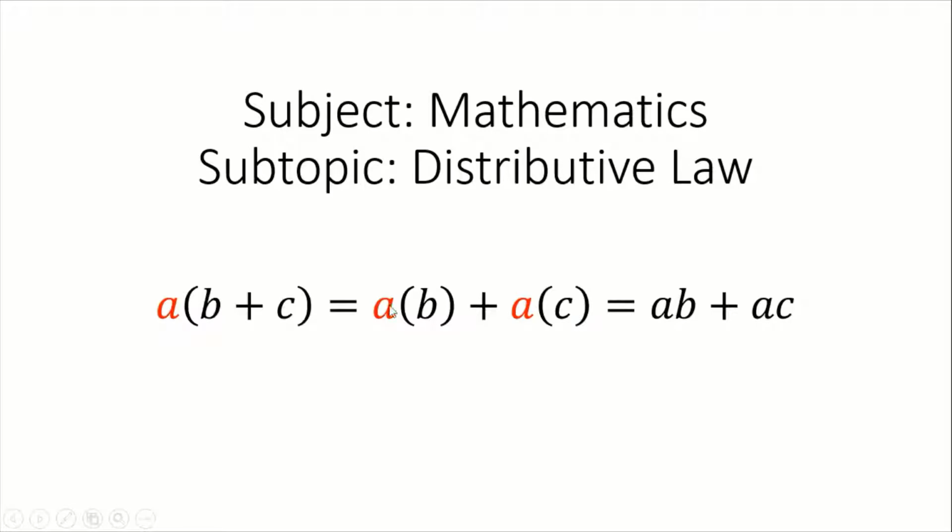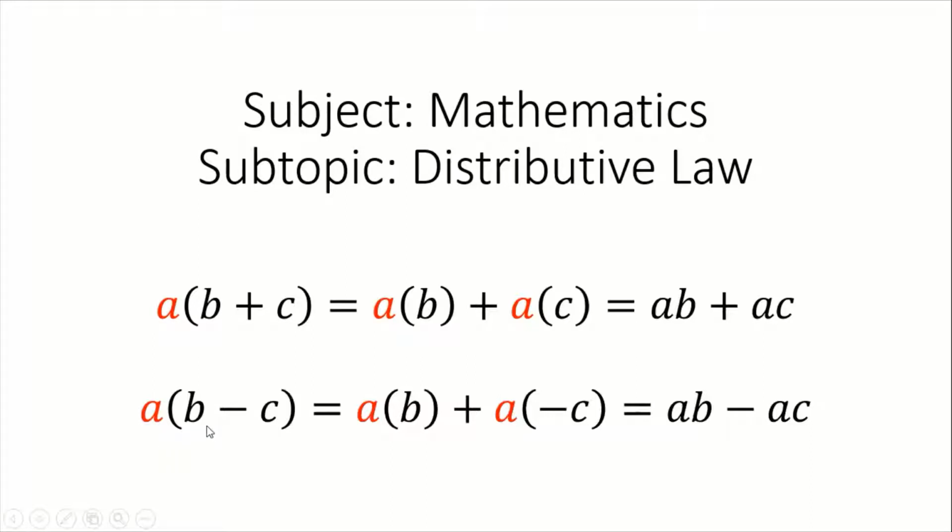So as you can see here, the A on the outside of the bracket is distributed to each term on the inside of the bracket. In other words, the A on the outside is used to multiply each individual term inside of the bracket. All right, so that's basically the distributive law. What is on the outside of the bracket is used to multiply each individual term on the inside of the bracket.